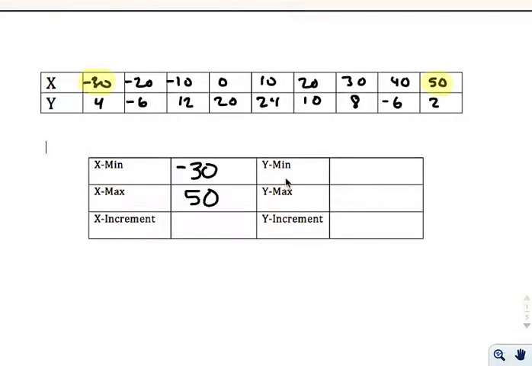Now what I'm going to count by, I could count by ones, but again, I'm looking at negative 30 to 50, which is going to be 80 marks. That's too much. I'm going to take a look at my table.